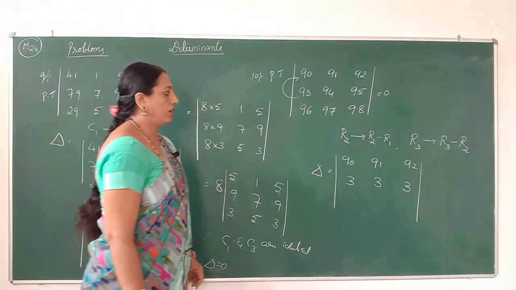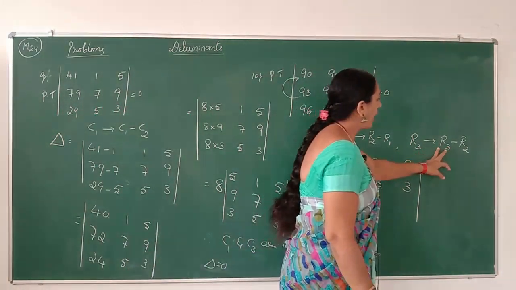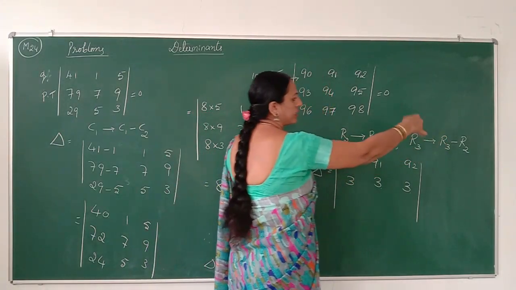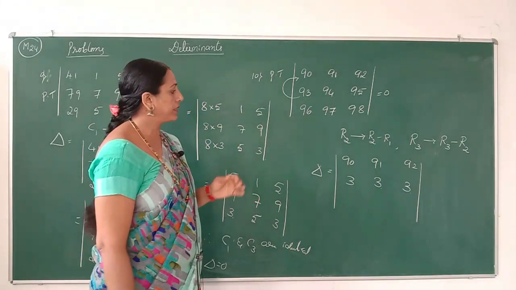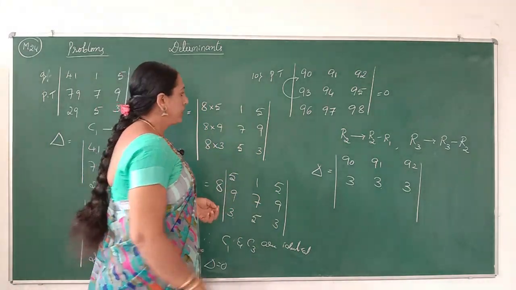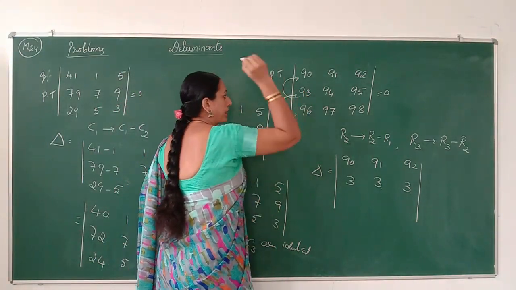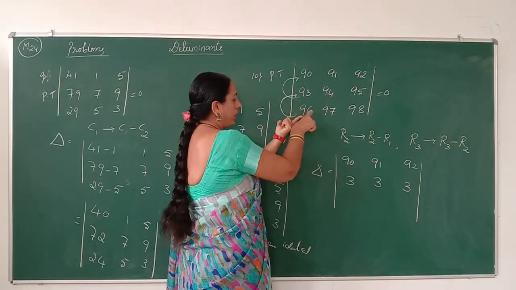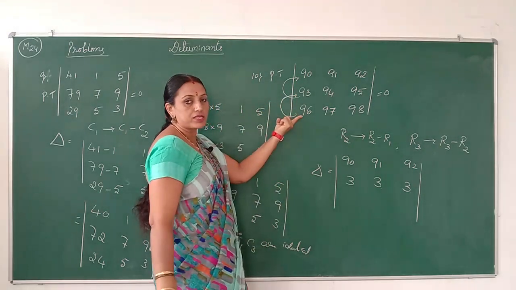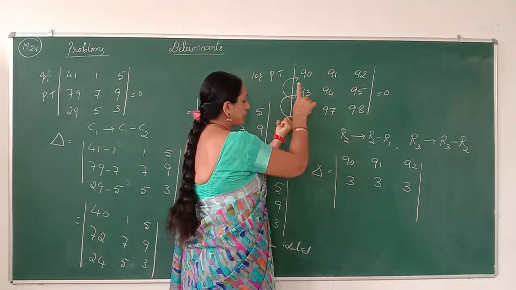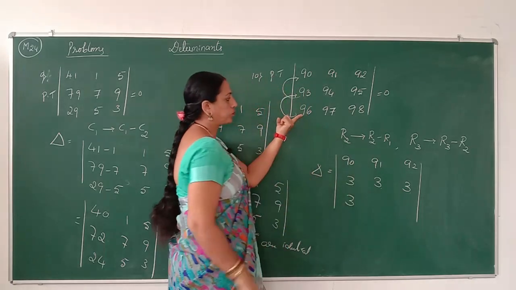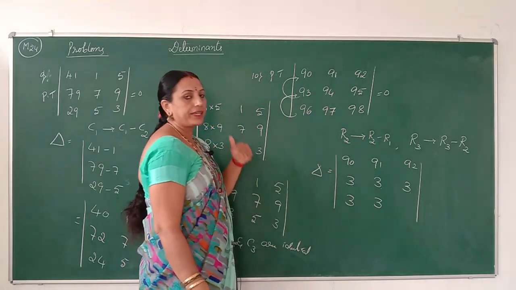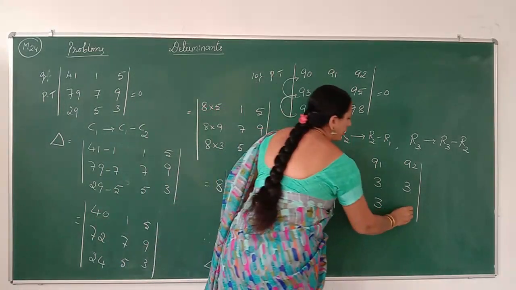Now again, the third row R3 can be changed with R3 minus R2. R3 can be written as R3 minus R2, otherwise it can also be written as R3 minus R1. But now it is taken as R3 minus R2. Again, the corresponding elements of the third row are subtracted with the elements of the second row. 96 minus 93 is 3, 97 minus 94 is 3, and 98 minus 95 is also 3.